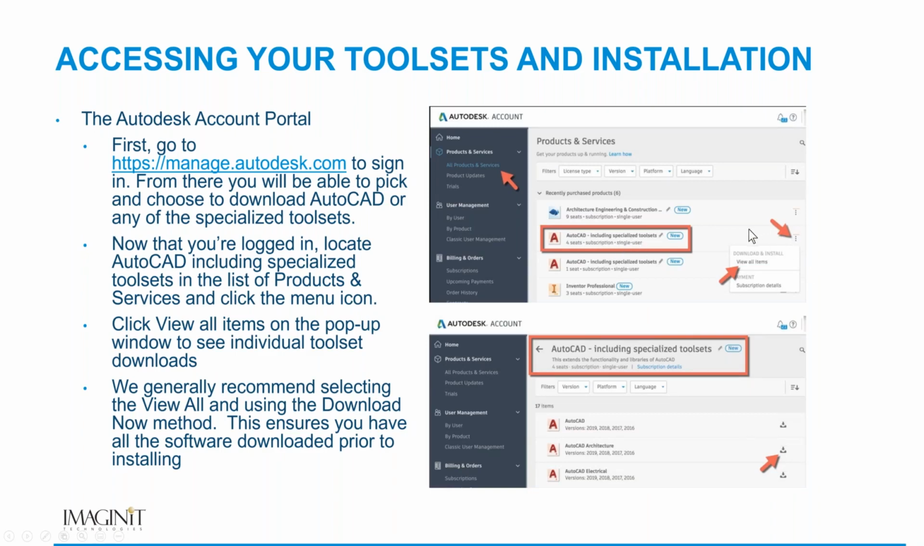There'll be a button over here that says View Included Products. When you click View Included Products, you'll see AutoCAD including specialized tool sets here, and you'll see AutoCAD, AutoCAD Architecture, Electrical, Plant 3D, etc. Generally, we recommend selecting the View All and using the Download Now method. When you click one of these to download, you'll want to use Download Now. That's, we find, the easiest and best and least error prone.